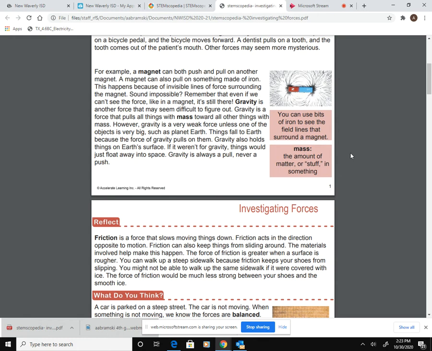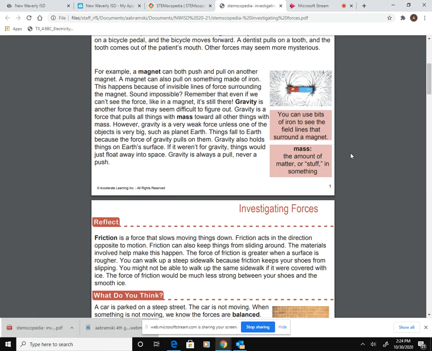Gravity is another force that may seem difficult to figure out. Again, gravity is going to be one of our vocabulary words for this unit. So we have magnet already and gravity as vocabulary words. Gravity is a force that pulls all things with mass towards all other things with mass. However, gravity is a very weak force unless one of the objects is very big, such as planet Earth.